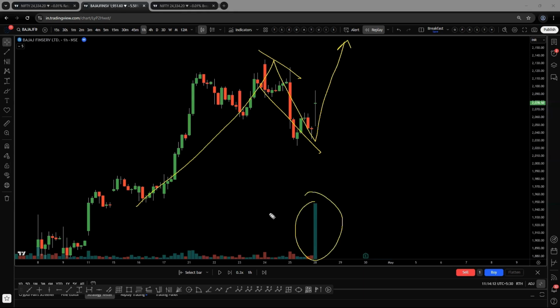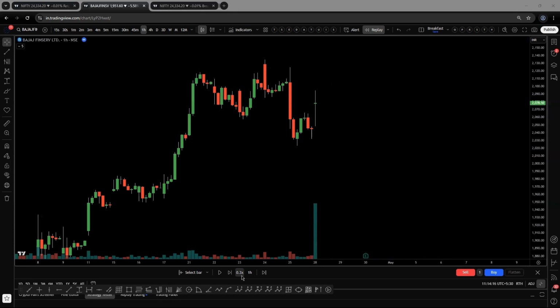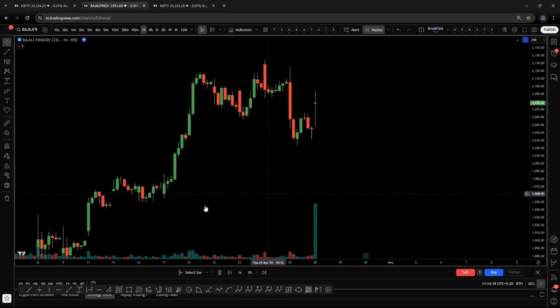And you see a good spike in volume. Okay, this is my buying opportunity. And you take entry here. I'll show you what happens. Let me go forward here, and you see for yourself what actually happens in the market after that.